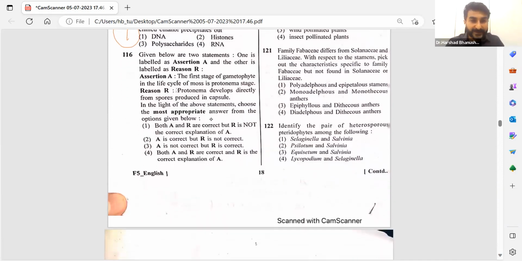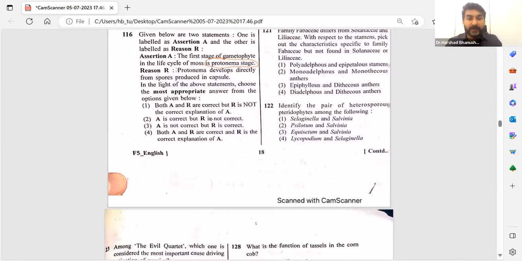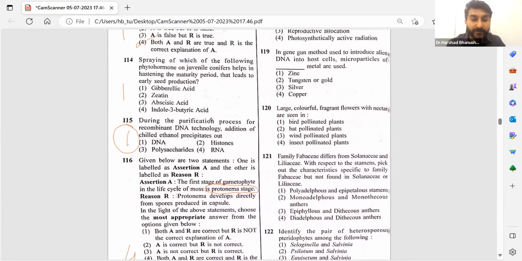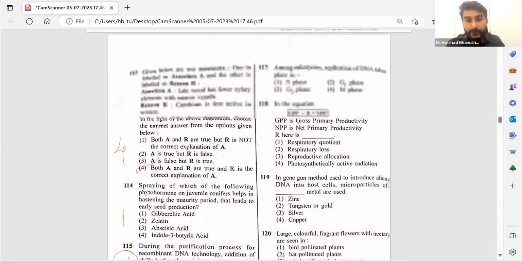The next question: the first stage of gametophyte in the life cycle of moss is protonema. Yes, that is true. Protonema is the young gametophyte. This protonema develops directly from the spores produced in the capsule. That is why it is the first stage. So I would mark option number 4 because it is the correct explanation. The protonema is the first stage because it develops directly from the spore.